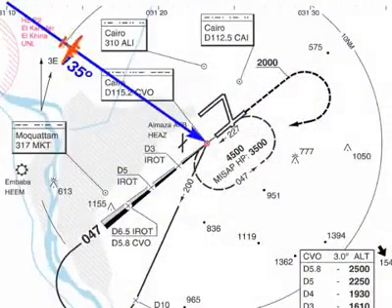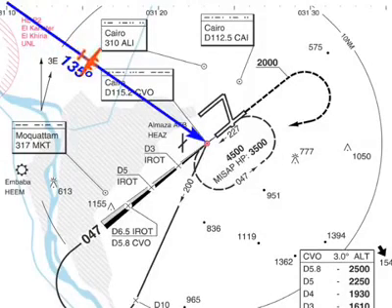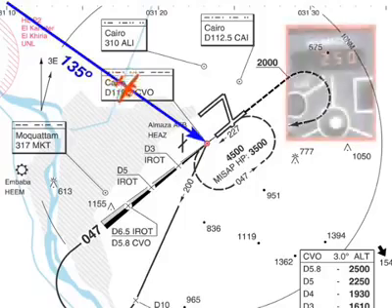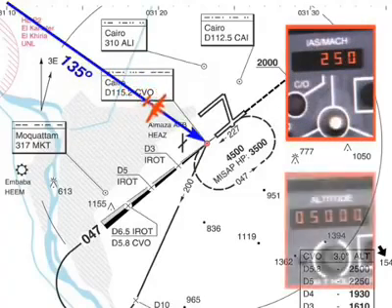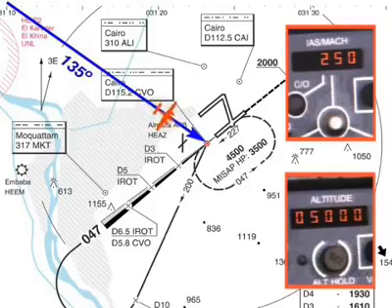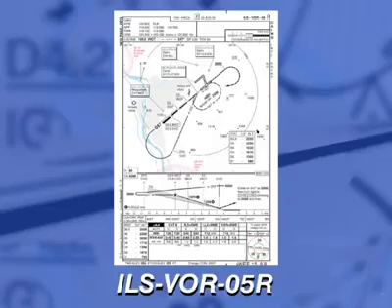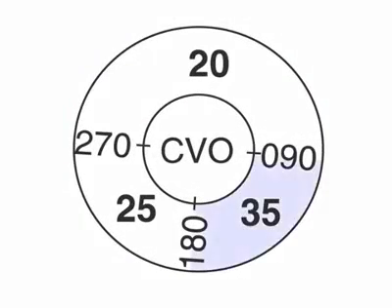Right now, we are 10 miles from the VOR Charlie Victor Oscar inbound course 135. Our speed is 250 knots, and we fly at 5,000 feet. Looking at the MSA in the chart, we see that 3,500 feet is the minimum safe altitude when flying in this sector.